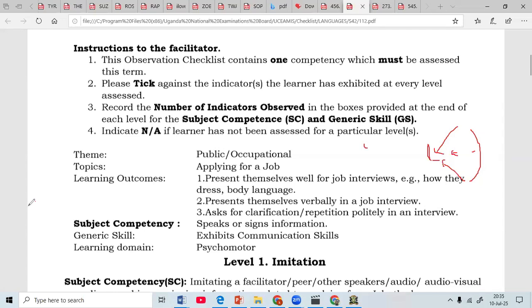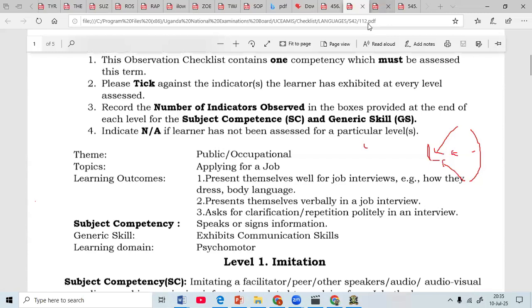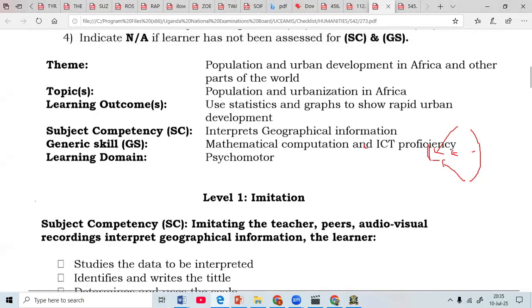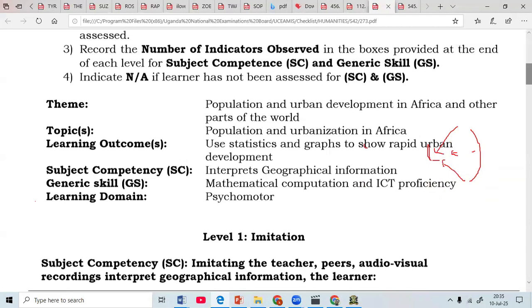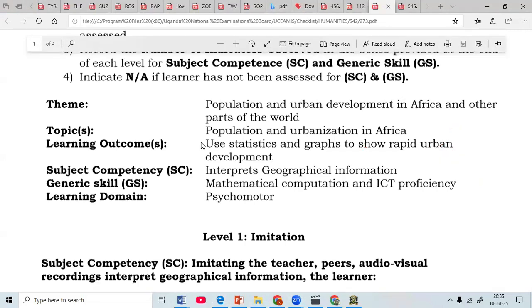If I go to another subject, take an example. This is geography. And this term in geography, we are expected to be handling population organization in Africa. Ask yourself, what is the learning outcome? The learning outcome is the ability to use statistics and graphs to show rapid urban development. Ask yourself as a geography teacher, can I go to maybe UBOS to obtain statistics on how Uganda is developing?